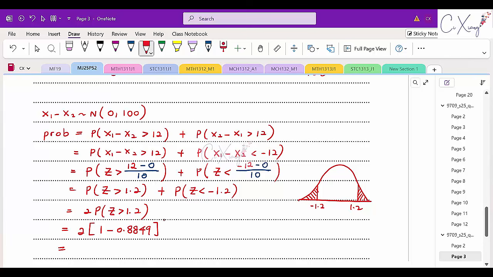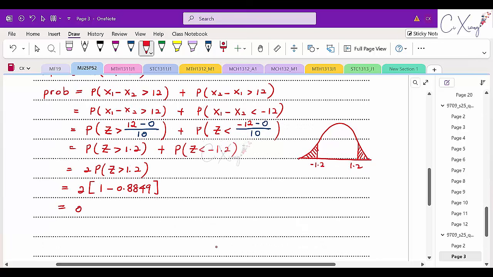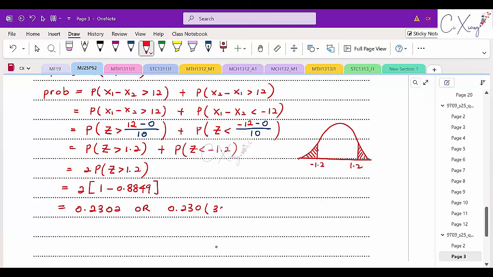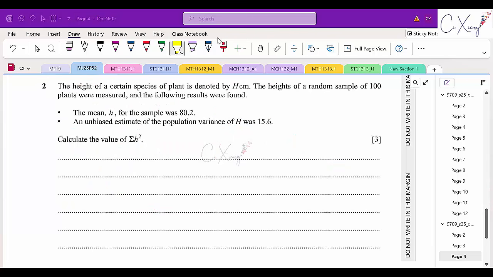And what do I get from here? If you simplify, you'll get 0.2302. Usually I prefer to cut it short to 3 significant figures, so it becomes 0.230. Alright, so this is how we solve this question.